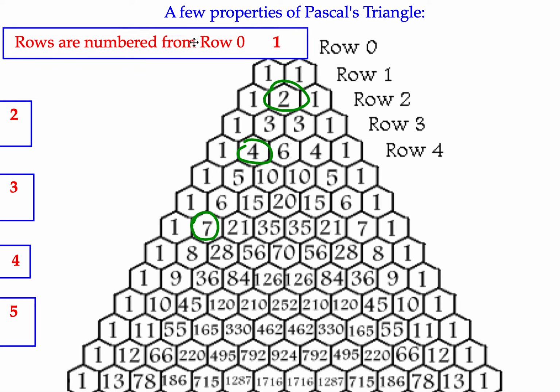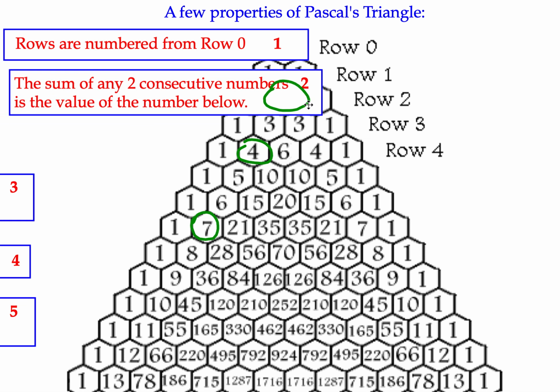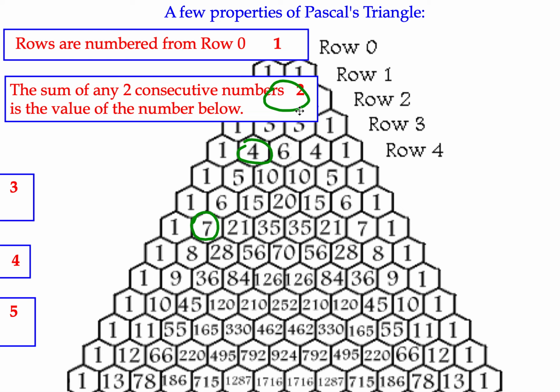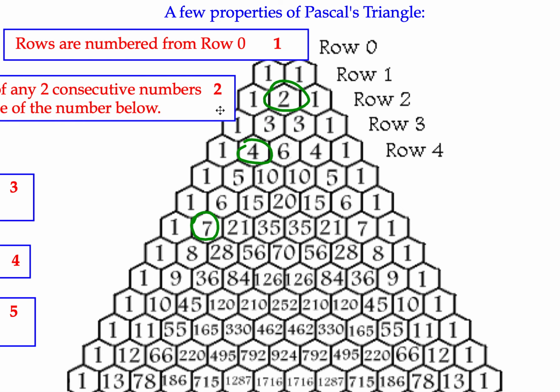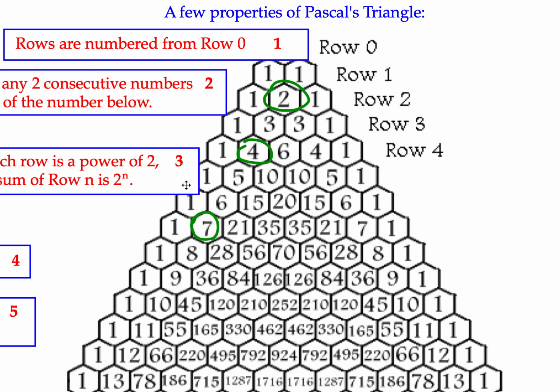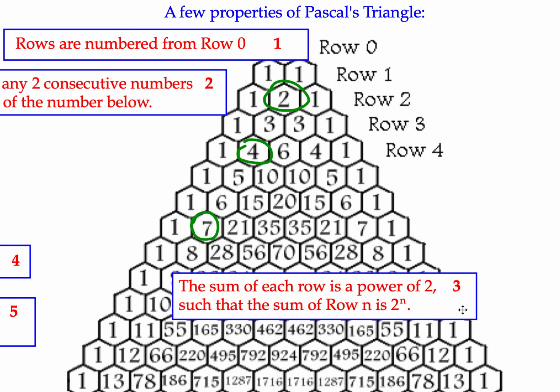We'll move that up here. Second interesting property is that in order to make it, you've already discovered that the sum of any 2 consecutive numbers is the value of the number below. That's how we've made it, so that's a fairly straightforward one. Property number 3, and this we're going to explore. I'll show a picture of it later on. I'll put it down here.